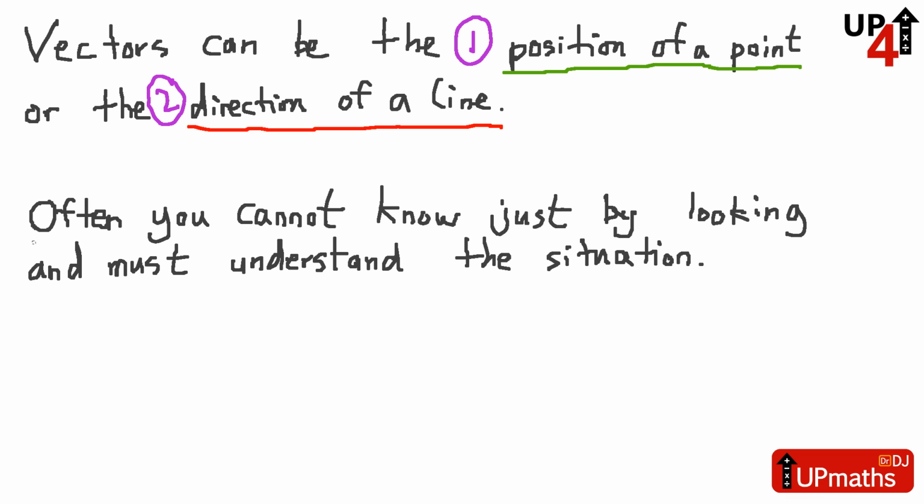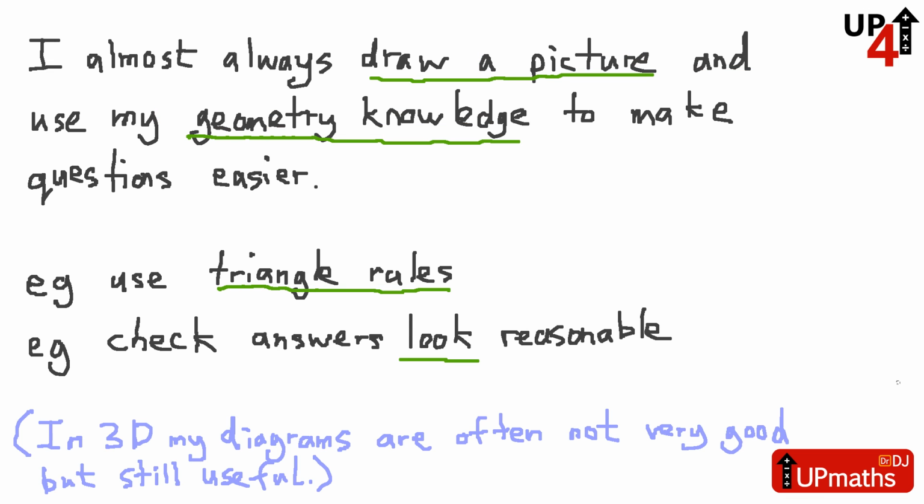And I would also say often you can't just know by looking at the question, because questions will be laid out so differently. I try and really understand the situation to be sure what each vector means. I say almost always. Do you know what? I could probably cross that out and say I always draw a picture. With advanced vector questions, I always like to draw a picture. And I often find I can use triangle rules to help. It often gives me a reasonableness check to make sure that it sounds about right.